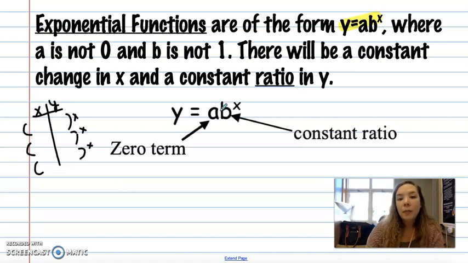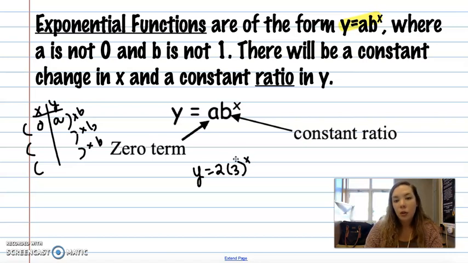Here, a is always going to be our 0 term. So wherever x is 0, the other number is your a value. And then b is going to be whatever the ratio is. So if this was times b each time, that's where b would belong. Okay, so for instance, these things could look like 2 times 3 to the x. These will be filled in, y and x will not.